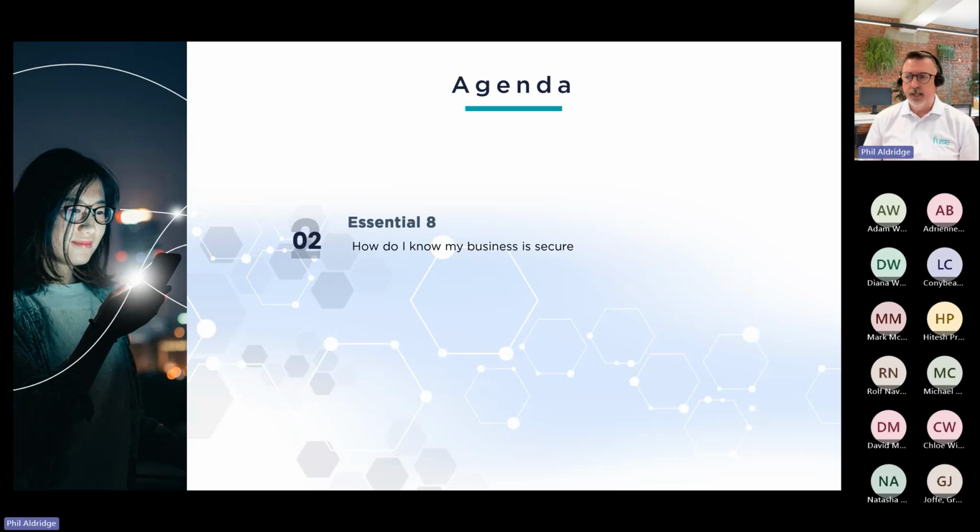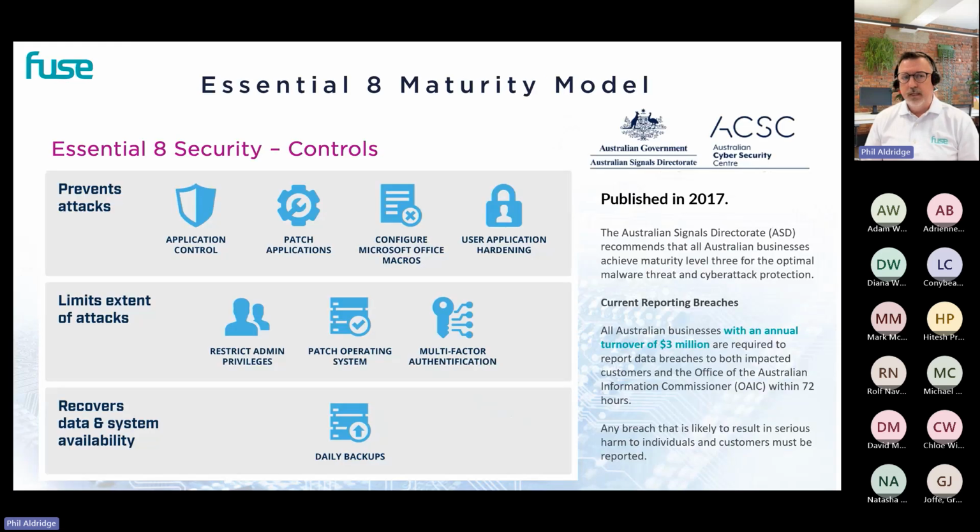So let's move on to the Essential 8. Now that you know that you have business risk, what do you do about that business risk? How do I know that my business is secure? This is the Essential 8 framework, or Essential 8 maturity model. It's the Australian Signals Directorate's cybersecurity framework for small businesses, and it's based on the Microsoft platform. It can be applied to other solutions, but it's very easy to match the requirements, or the security controls, of the Essential 8 to Microsoft within the back end of Microsoft.